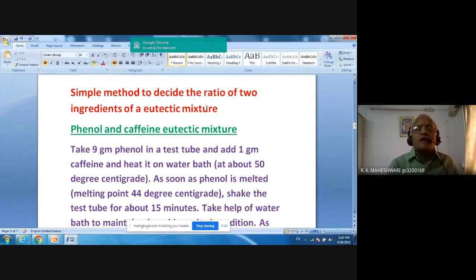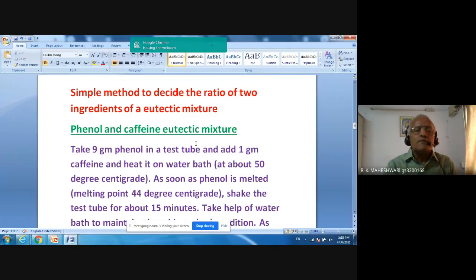Simple method to decide the ratio of two ingredients of a eutectic mixture. Always you will find in your books that in particular ratios, when the two solids are mixed, then you get eutectic liquid. It does not mean that if you mix the two substances in any ratio, you will get eutectic liquid. No. For another example, of course, we are not talking about any formulation. We are just learning the methods of making the eutectic liquid. For example, I have made phenol and caffeine eutectic mixture.